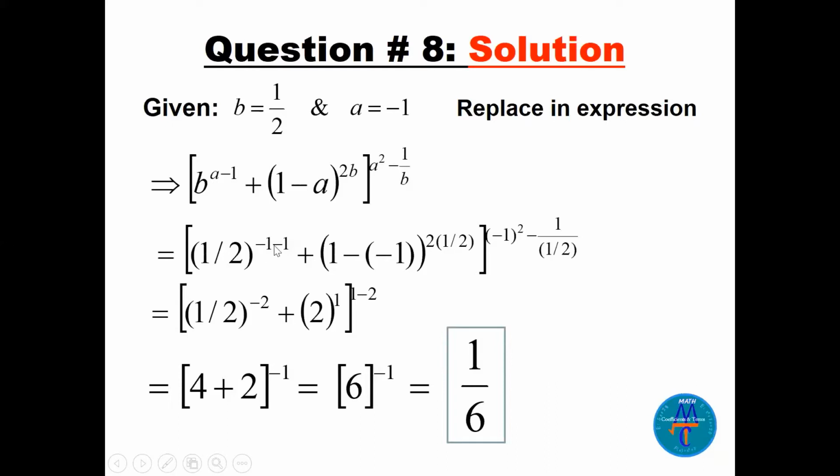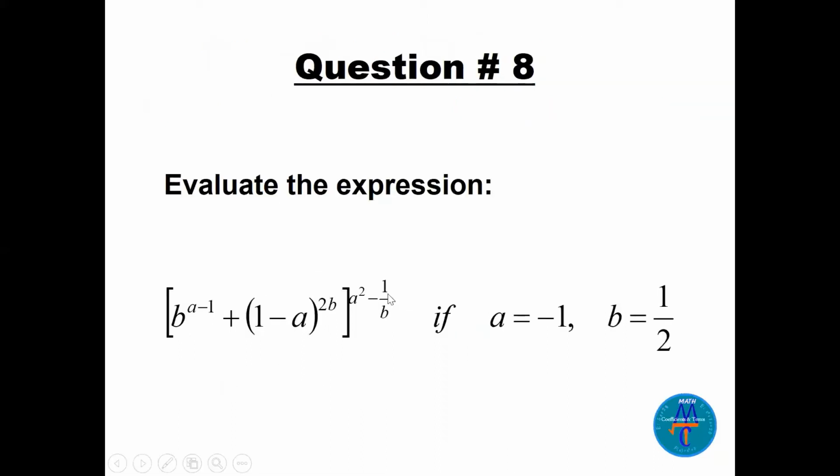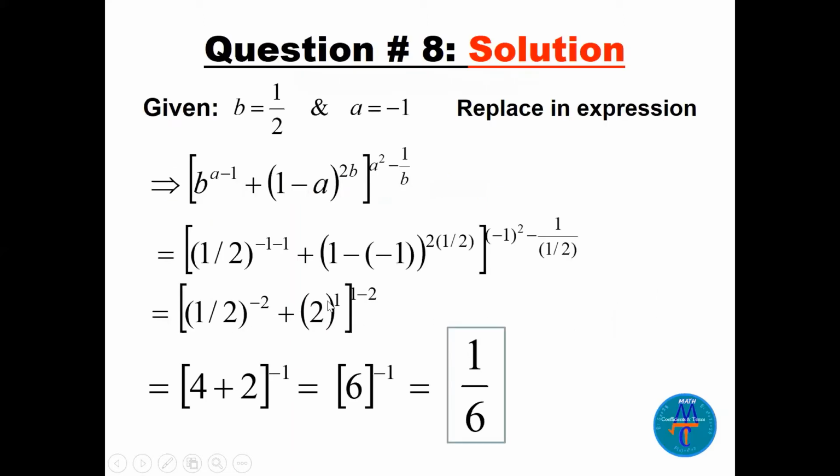1 over 2, all to the power minus 2. You flip it. See the minus 2, you flip the fraction and square it. So that's 4. And this one is 2. 4 plus 2, 6 to the power minus 1. 1 over 6. So nice question. Now, if you look at the question, it's so complicated. When you replace A minus 1, B half, and you go slowly, take care of the powers and the minuses, you will get 1 over 6.